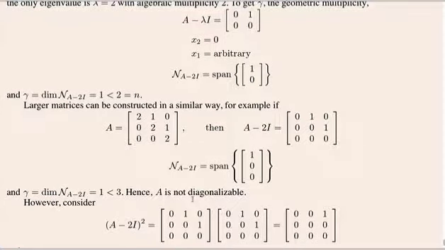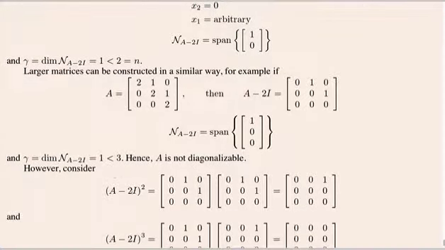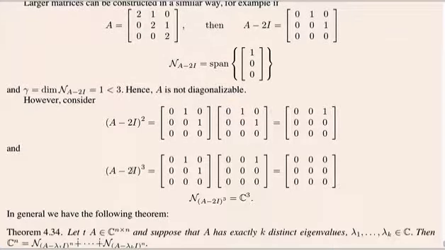We have the same problem that the gamma, the geometric multiplicity of the null space, is 1, which is less than the dimension of the space, that is 3. So again, A is not diagonalizable. However, if we start taking the power of this, we did a similar thing for the Jordan chain. So A minus 2I to the 2, if you multiply it out, you get 1 in the 1, 3 entry, and 0 everywhere else. And then if you take the third power, you end up with the 0 matrix.